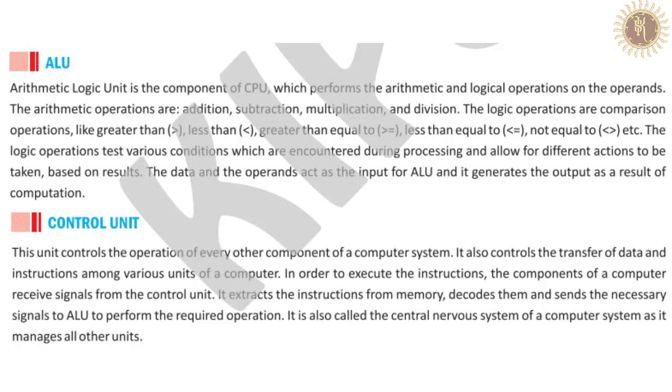Control unit. This unit controls the operation of every other aspect of a computer system. It also controls the transfer of data and instructions among various units of a computer in order to execute the instructions. The components of a computer receive signals from the control unit. It extracts the instructions from memory, decodes them and sends the necessary signals to the ALU to perform the required operation. It is also called the central nervous system of a computer system as it manages all other units.